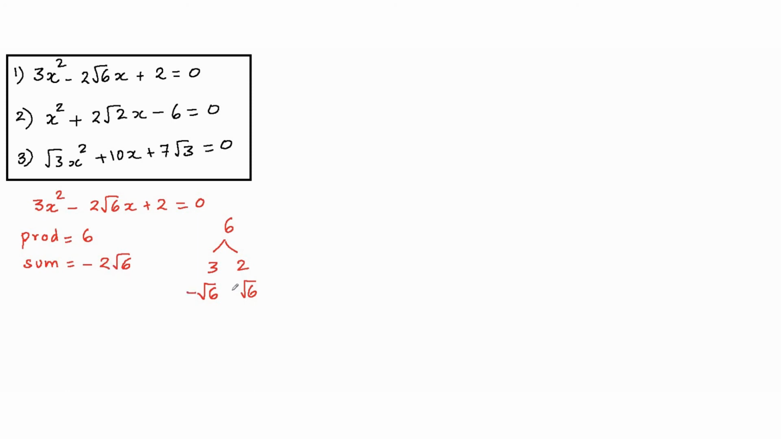So what will happen if I apply a negative sign to both the numbers? Negative root 6 into negative root 6. So minus into minus is plus, and root 6 into root 6 is 6. So the product remains positive 6, which is satisfied. And negative root 6 and negative root 6 is minus 2 root 6, which is what I want in the sum part, right? So the right way to split it is negative root 6, negative root 6. So I get 3x square, negative root 6x, negative root 6x, plus 2 equal to 0.